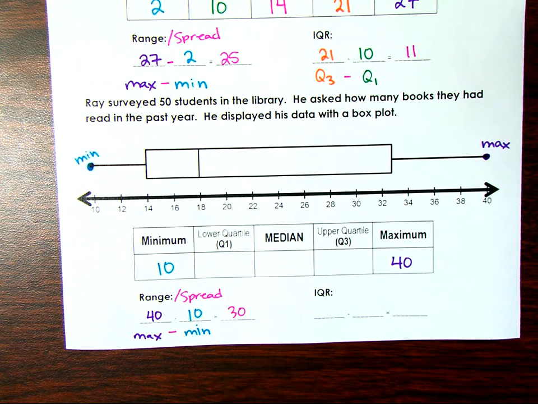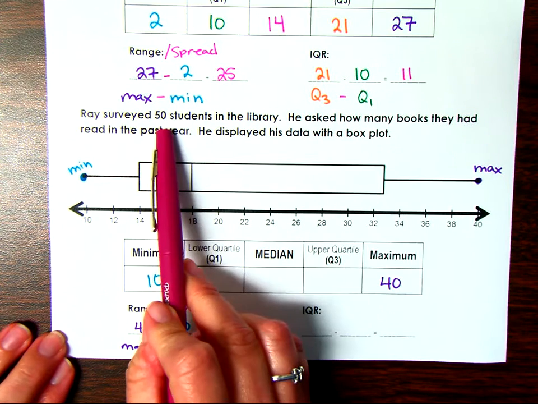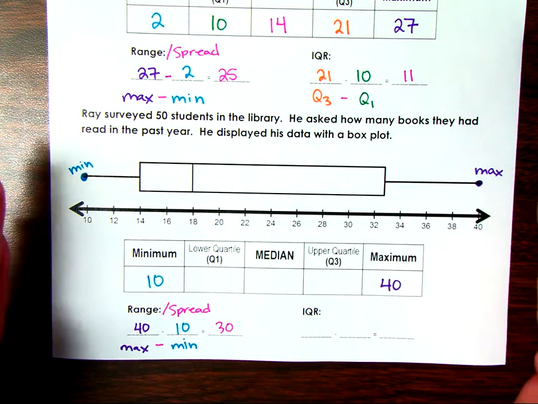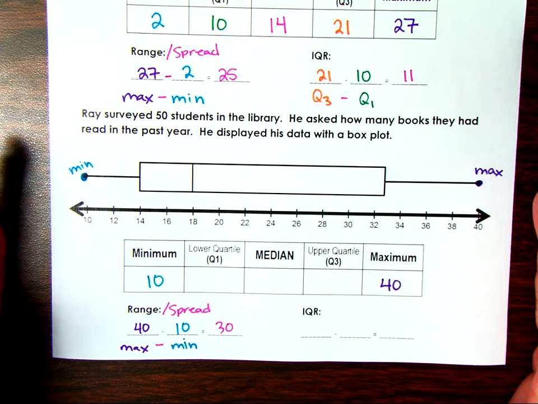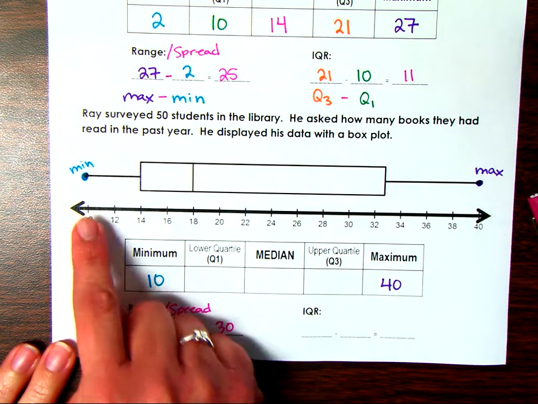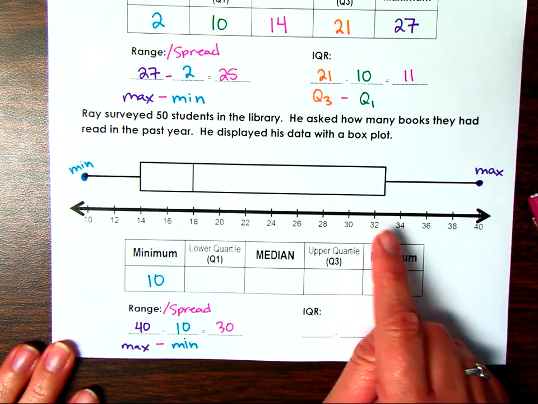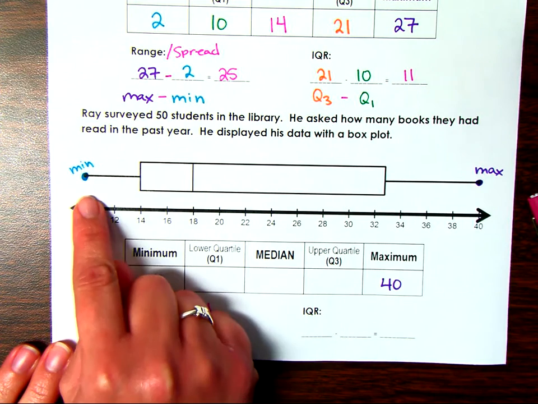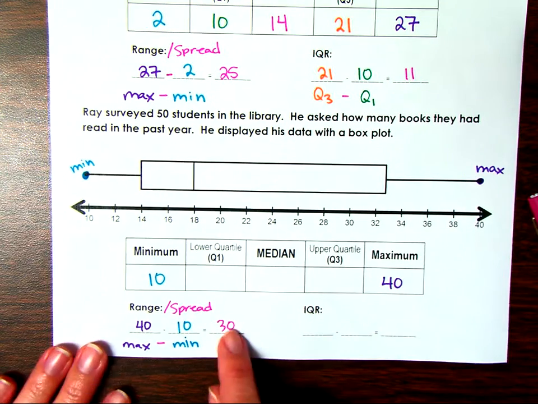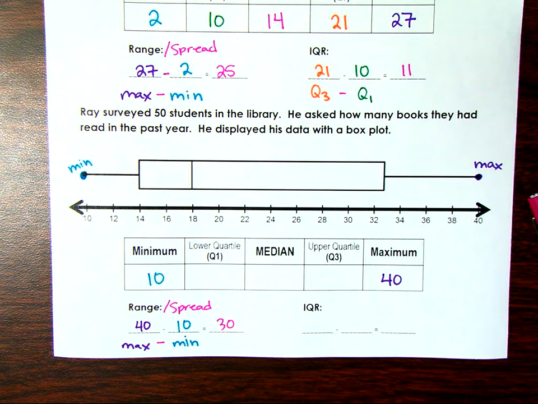So for my data, even though 50 students were surveyed in the library and they asked how many books they read in the past year, the data was spread out between 30. We don't know how many of the students said how many books they read. We know that there would be 50 individual numbers. One student might have read 10 books, one student might have read 40. There might have been 8 people that read 40 and maybe only one person that read 10. But we know that's how spread out the data is, between 30 books in that case.